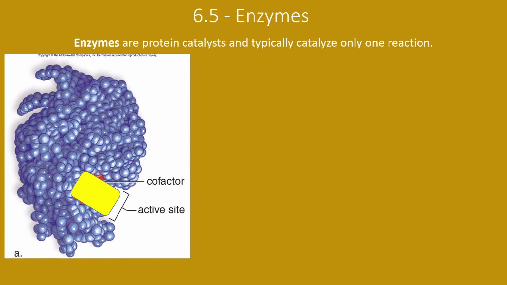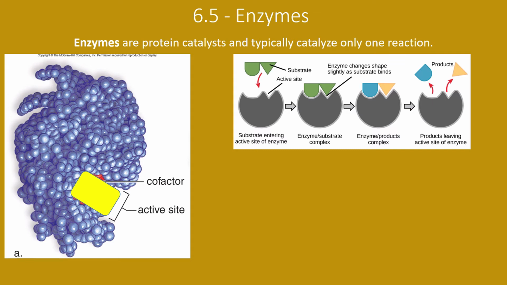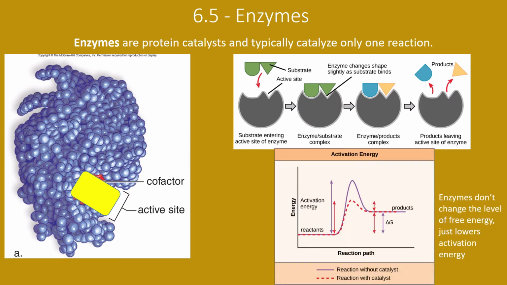the active site. The substrate and enzyme connection happens by an induced fit. This means that the enzyme can slightly alter its shape in order to fit a specific substrate. Once connected, this is called an enzyme-substrate complex. Enzymes don't change the level of free energy available in an interaction, but it does lower the activation energy, helping to reduce energy needed to start a chemical reaction.